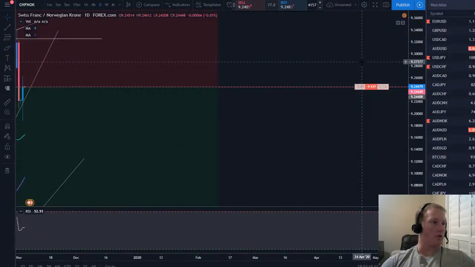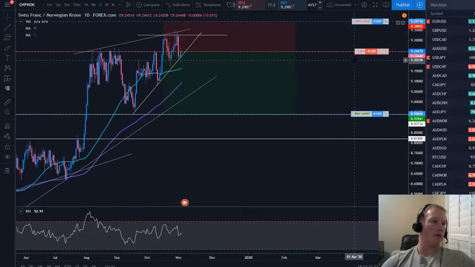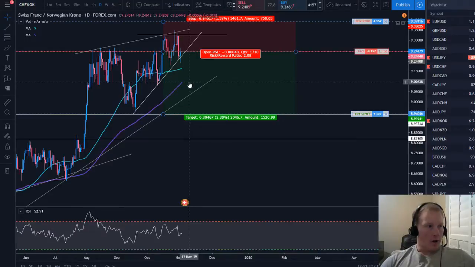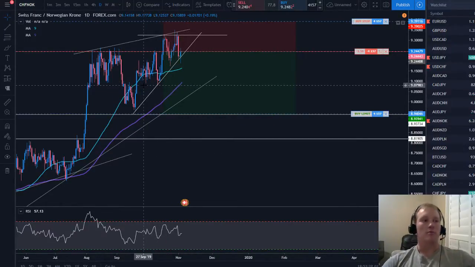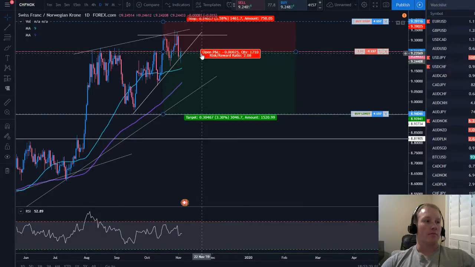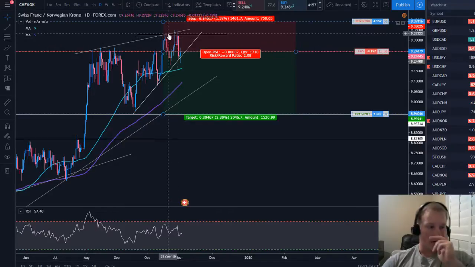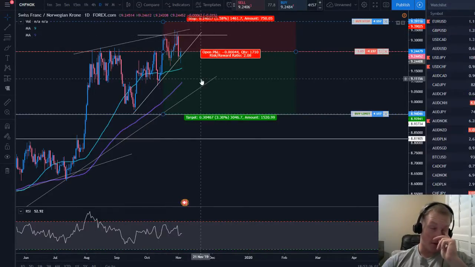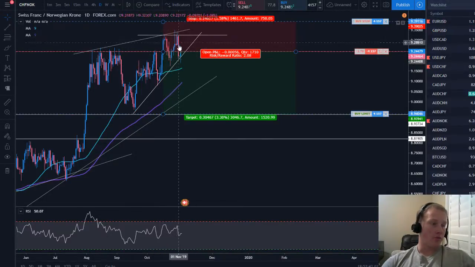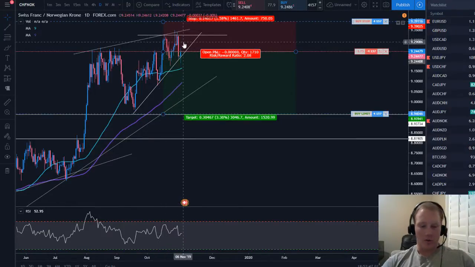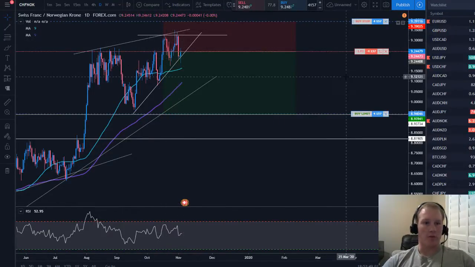Swiss franc, Norwegian krone. I have a short on. I don't know. It was wedging up here. Then we had double top, RSI divergence. Not exactly the greatest top formation, obviously. And it looks like now it might turn into a head and shoulders. I'm unsure though. I'm looking for a right shoulder to form here. That's what I'm expecting, but we'll see.